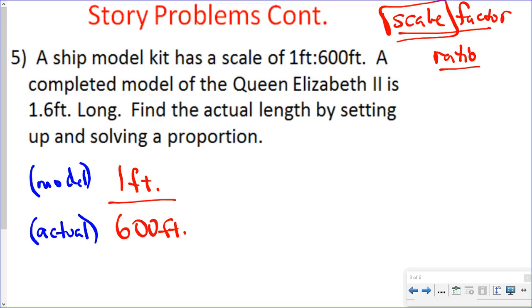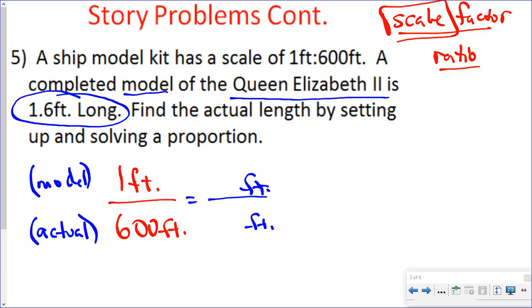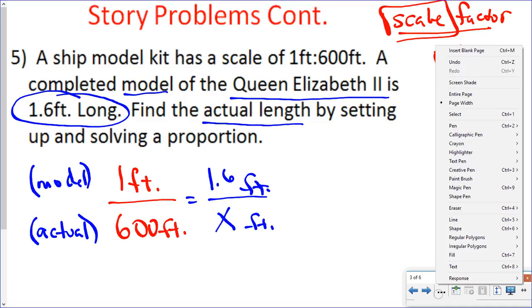I don't have to keep doing this throughout, but when I set this up and I put my other ratio in there, I want to make sure that my model measurement is on top and my actual measurement is down at the bottom. Now they've given me feet on top and bottom, but since those labels are the same, it can be confusing. That's why I have the extra labels here. The 1.6 foot long Queen Elizabeth model, that number goes here on top, 1.6. And then down below, the actual length, I don't know what it is, so I'll call that X. And now I do the math.